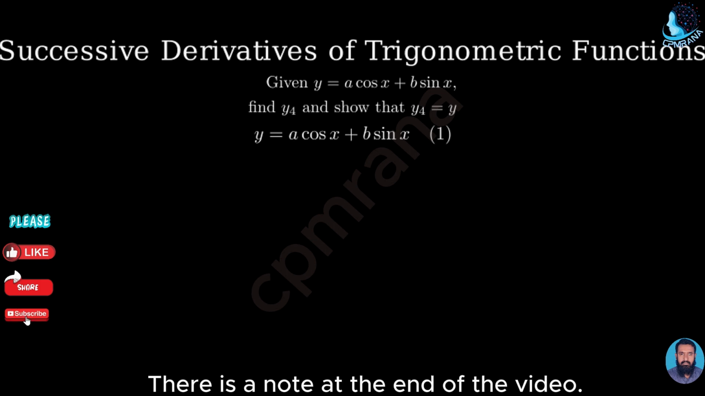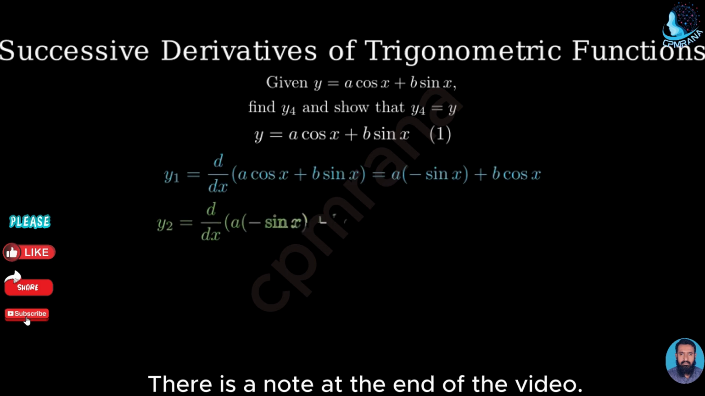Now let's take derivatives step by step. For the first derivative, remember that the derivative of cosine x is negative sine x, and the derivative of sine x is cosine x. So y sub 1 equals negative a sine x plus b cosine x. Taking the derivative again, we get y sub 2 equals negative a cosine x minus b sine x. Notice how the signs are changing as we differentiate.